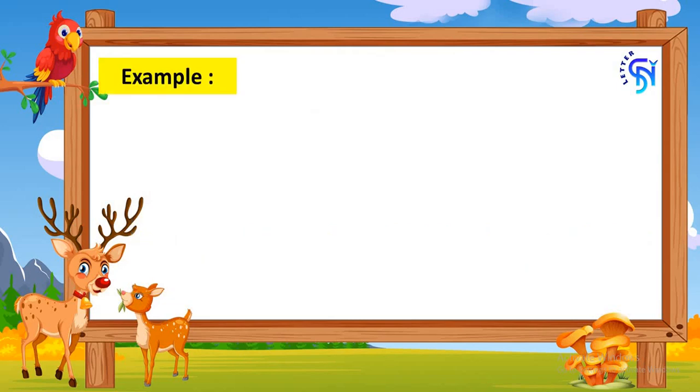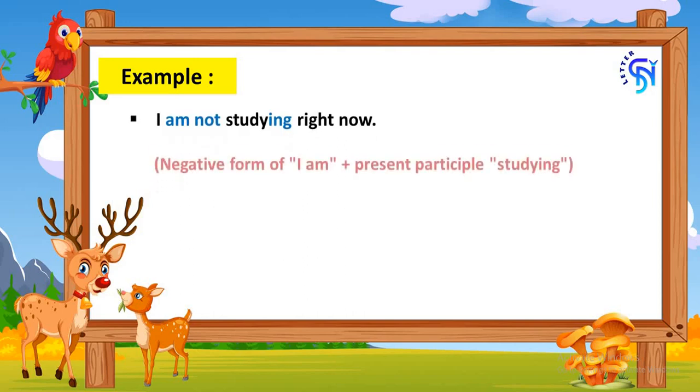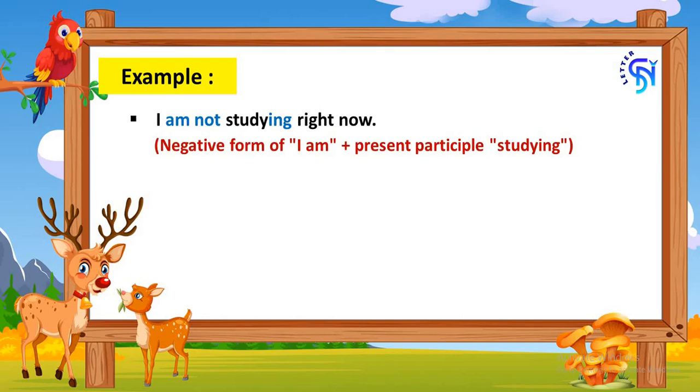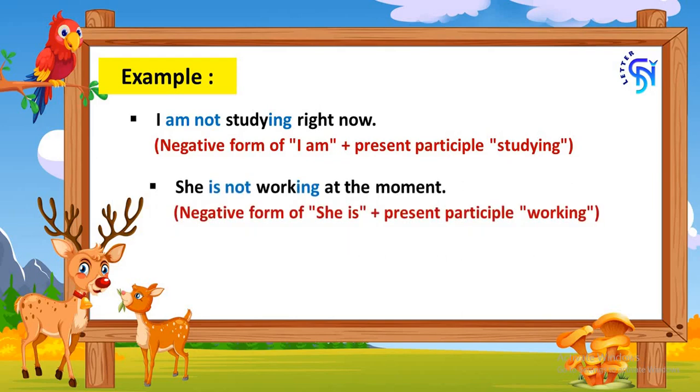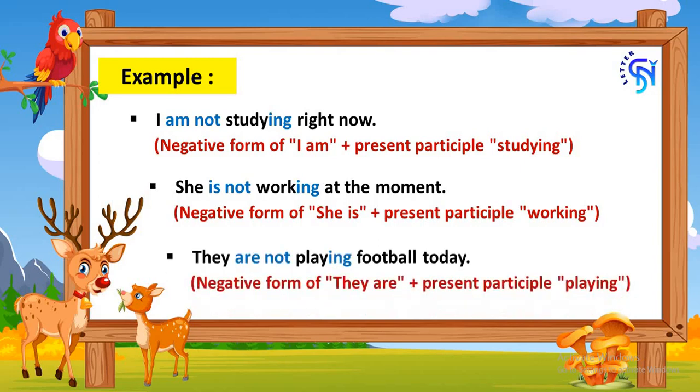Here are examples in both singular and plural forms. I am not studying right now. Negative form of I am plus present participle, studying. She is not working at the moment. They are not playing football today. In these sentences, the negative form of I am not, is not, and are not is used to indicate that the action described, studying, working, playing, is not happening in the present moment. Do you understand? Okay.